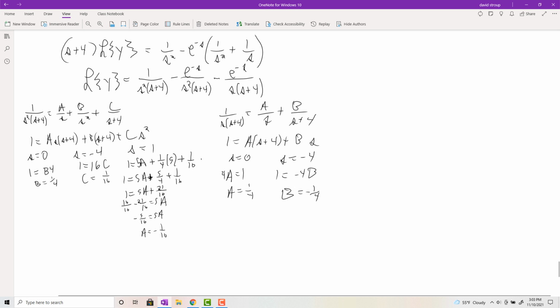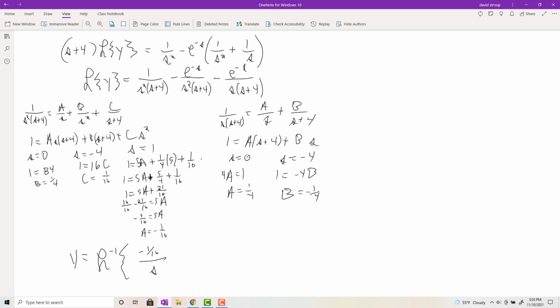Okay, so it's going to be y equals the Laplace inverse of negative 1/16 all over s plus 1/4 all over s squared plus 1/16 all over s plus 4. Then there's going to be a bunch of step functions, e to the negative s times the same thing, basically.